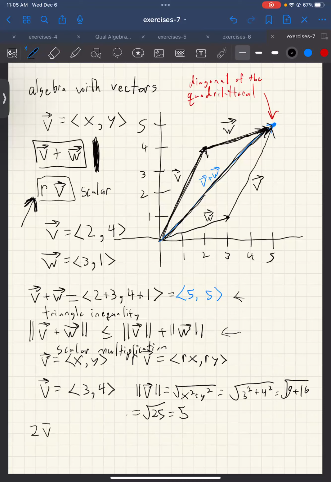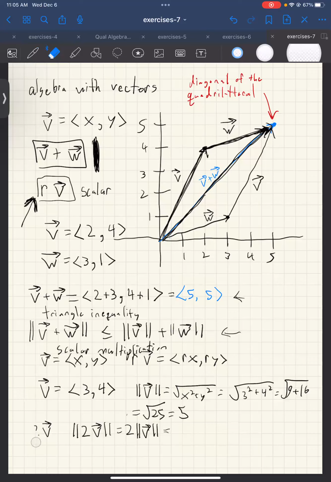Well, what if I multiplied vector v by 2? What effect should this have on the magnitude? Well, graphically speaking, we're just doubling how long the vector is. We're making it twice as long. So by our intuition, we really want to say this. And it turns out this is absolutely true. We can just pull our scalars out to get this of the magnitude.